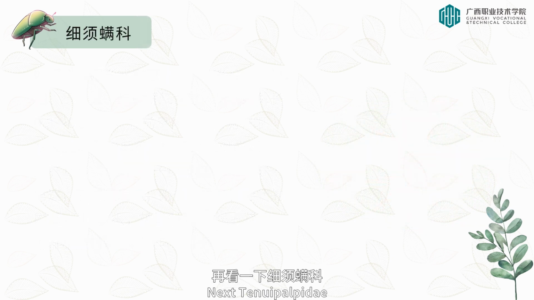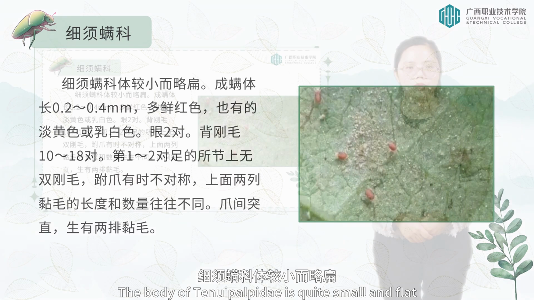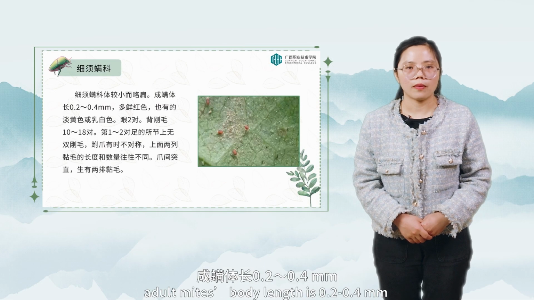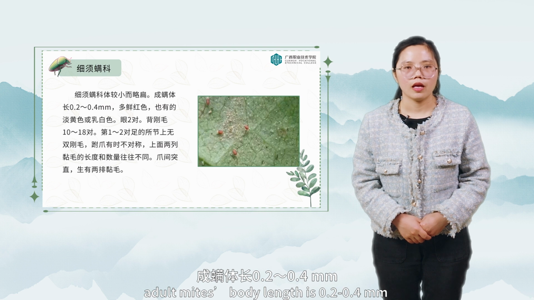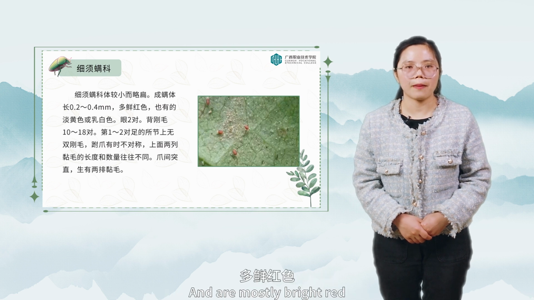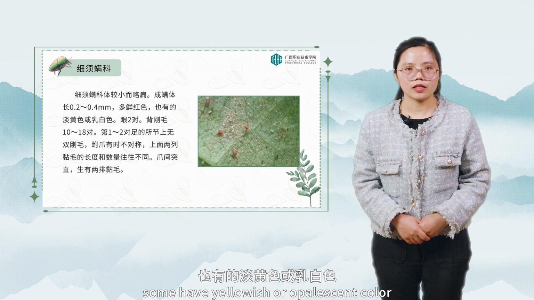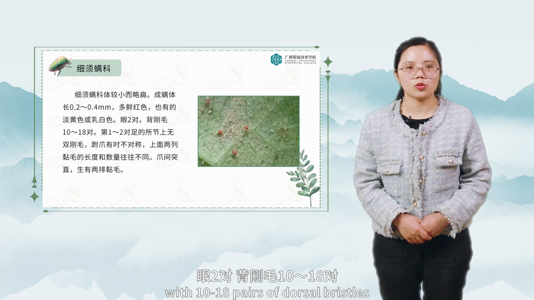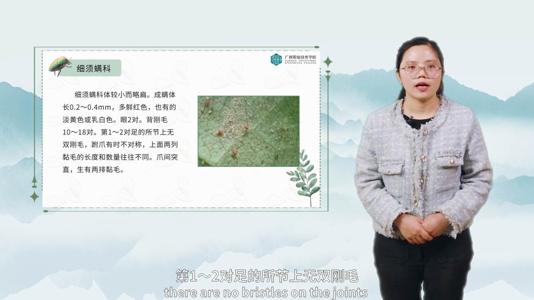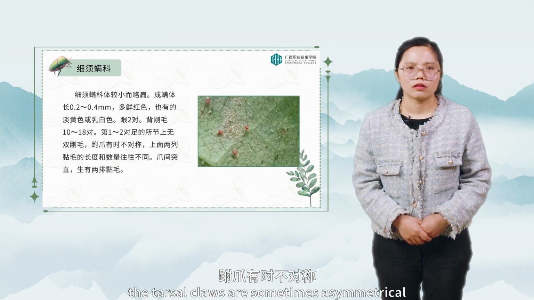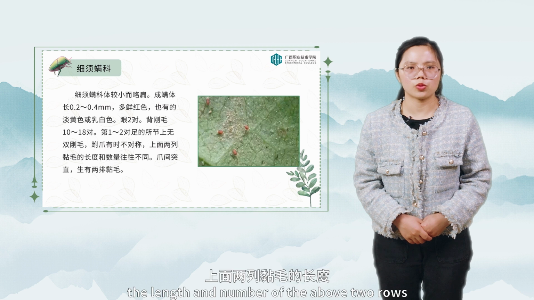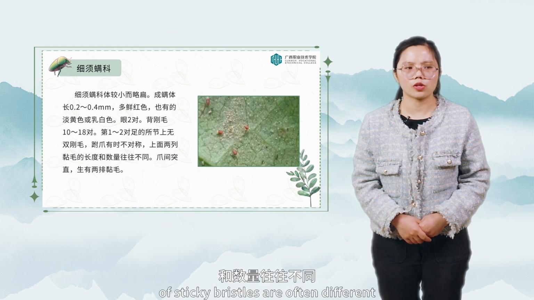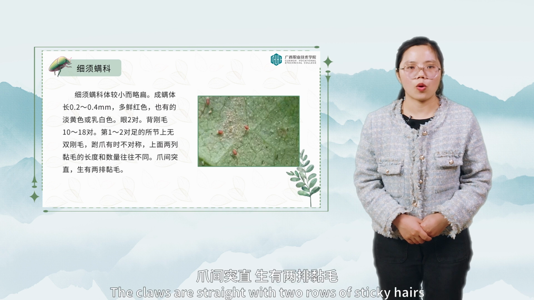Next, Tenuipalpidae. The body of Tenuipalpidae is quite small and flat. Adult mites' body length is 0.2 to 0.4 millimeters and they are mostly bright red. Some have a yellowish or opalescent color. They have 2 pairs of eyes with 10 to 18 pairs of dorsal bristles. There are no bristles on the joints of the first to second pair of feet. The tarsal claws are sometimes asymmetrical. The length and number of the 2 rows of sticky bristles are often different. The claws are straight, with 2 rows of sticky hairs.